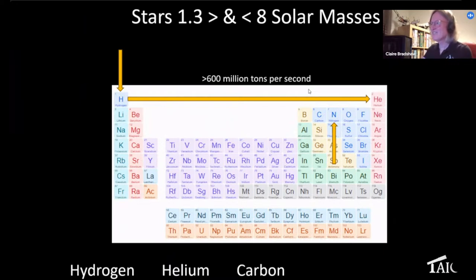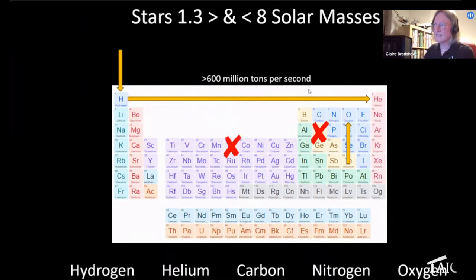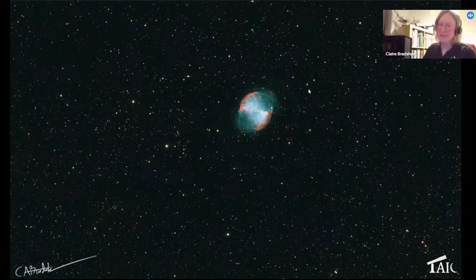So it starts to fuse into nitrogen. We end up with a nitrogen star, and then it starts to fuse that into oxygen. But unfortunately, at that point, it doesn't have the energy to move on to the next stages of the stellar life cycle. So, planetary nebula.